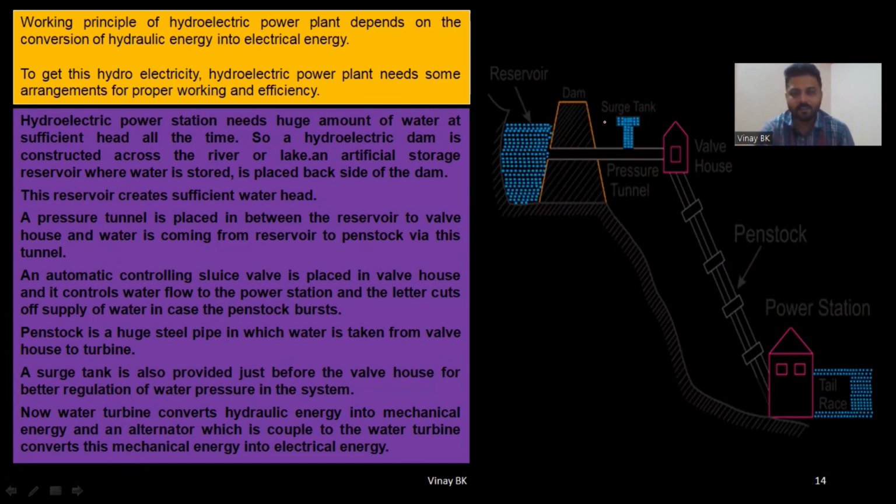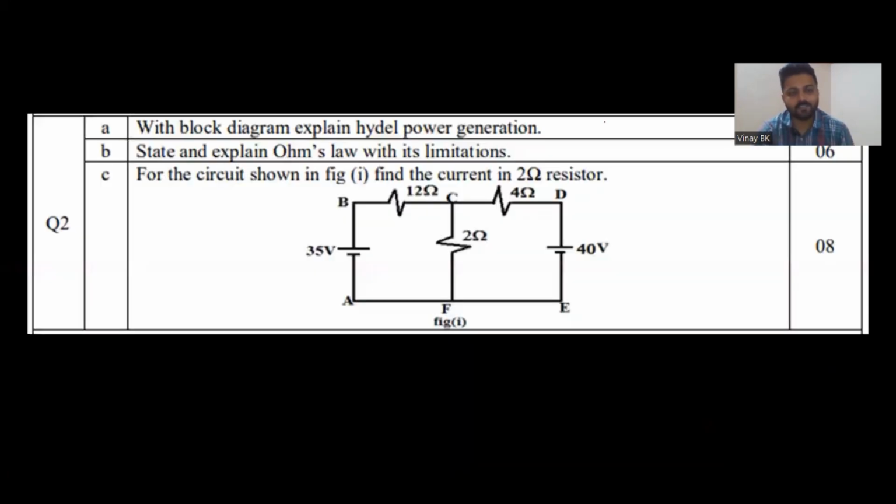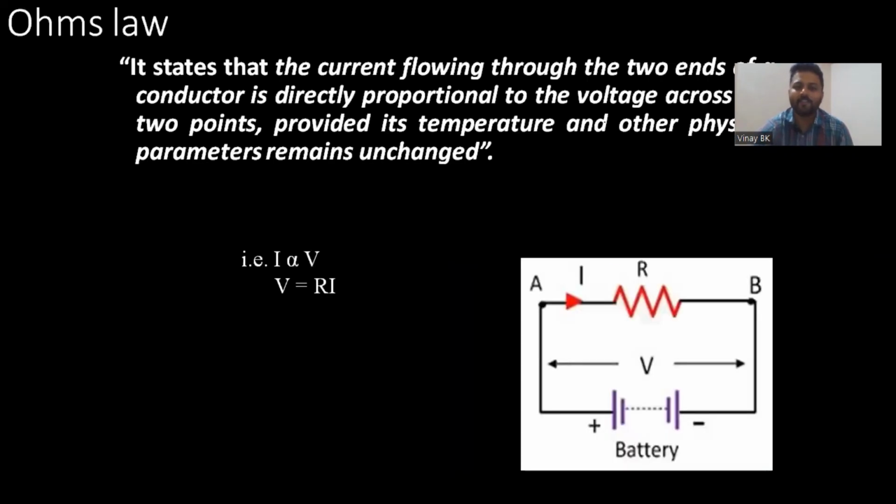The next question, which you can expect in the examination, is: state and explain Ohm's law and its limitations. Every student knows there are a few expected and definite questions like Ohm's law and limitations, KVL, KCL, but you should write it neatly to get full marks. This is also 6 marks. Ohm's law and limitations, you need to write.